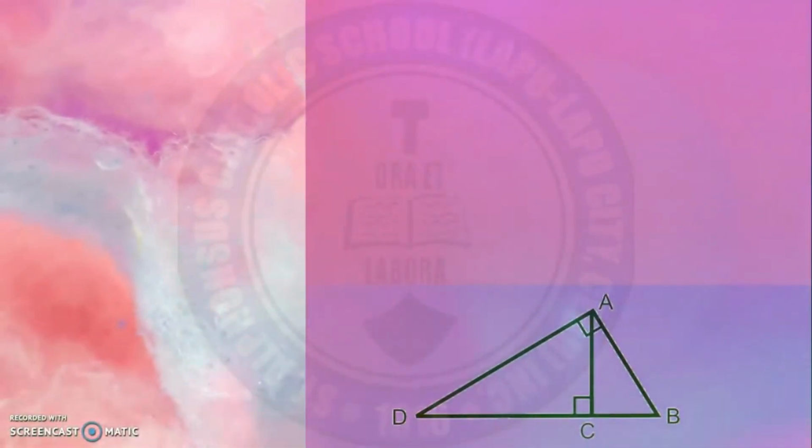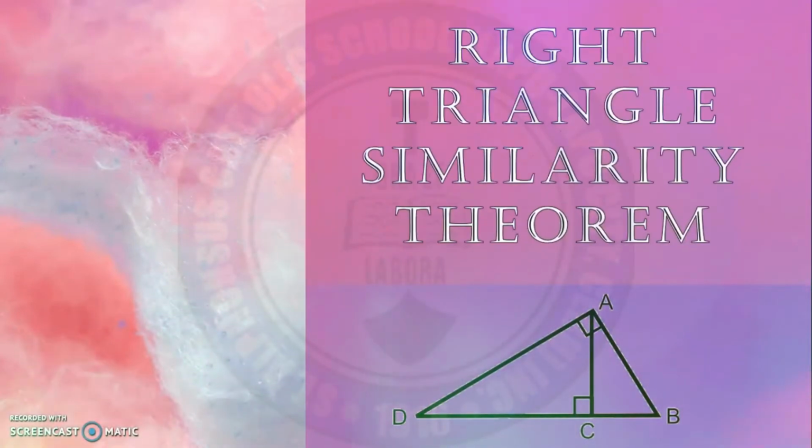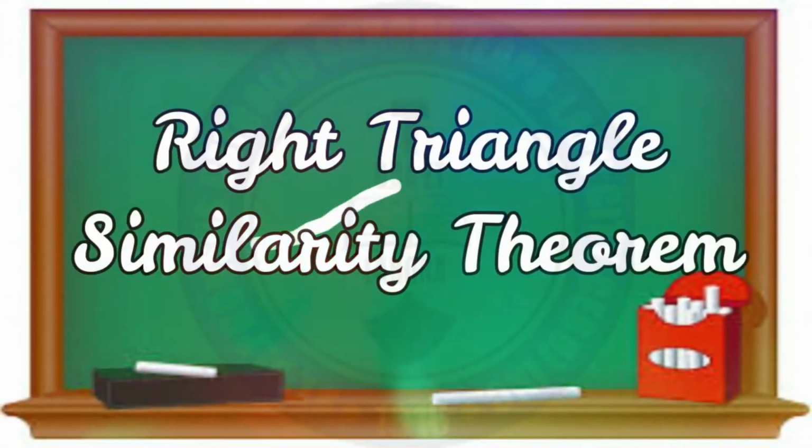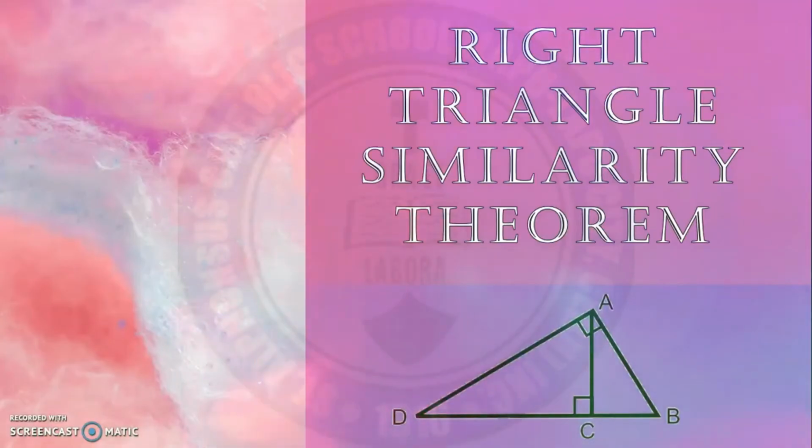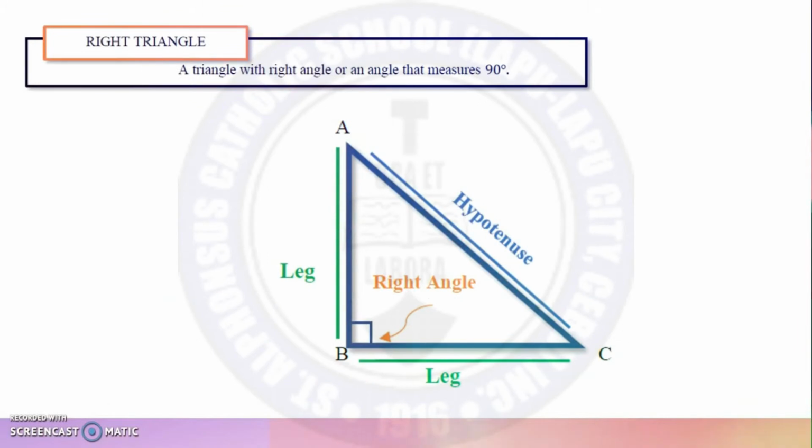Good day, math learners. For today, we're going to discuss the right triangle similarity theorem. But before that, we're going to first recall our knowledge about the right triangle. A right triangle is a triangle with a right angle, or an angle that measures 90 degrees.